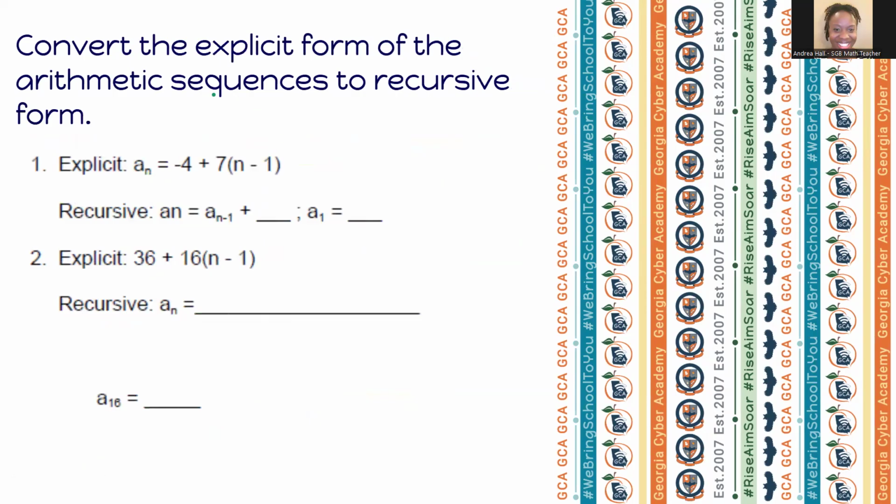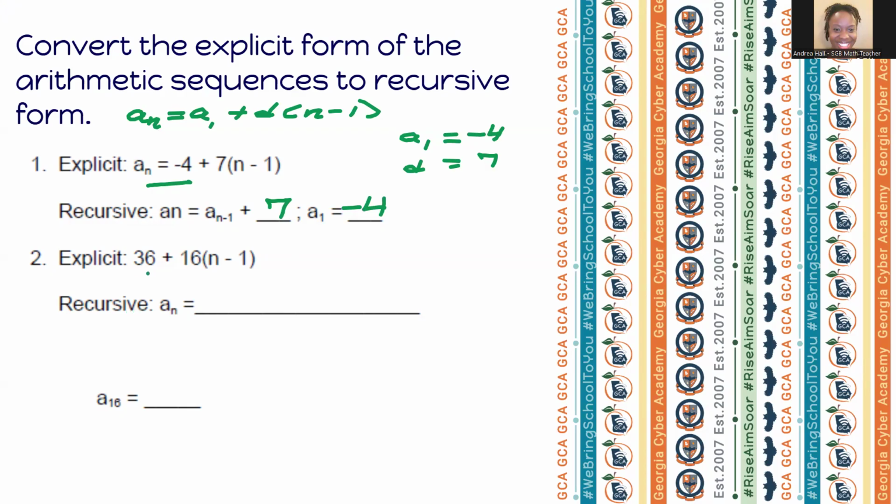What if you want to convert from explicit form of an arithmetic sequence to recursive form? Okay, so again, we know that a sub n equals a sub 1 plus d times (n minus 1). This is explicit. Based on this, a sub 1 has to be negative 4, and our d has to be 7. So then we would say a sub n equals a sub n minus 1 plus 7, and then a sub 1 is equal to negative 4.